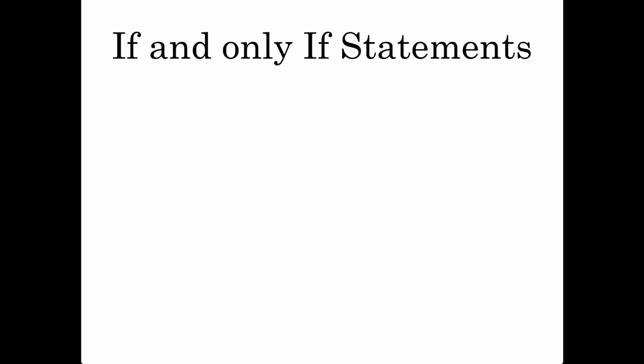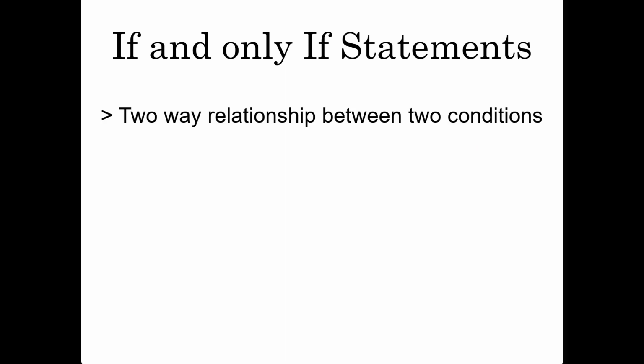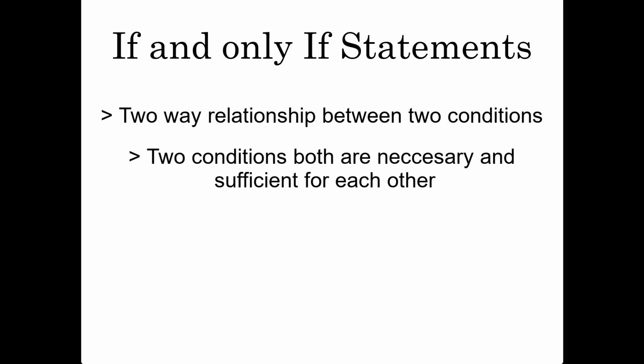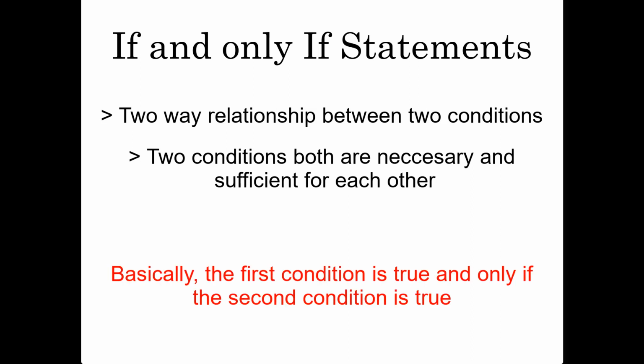If and only if statements. An if and only if statement establishes a two-way relationship between two conditions. It indicates that two conditions are both necessary and sufficient for each other. In other words, it states that the first condition is true if and only if the second condition is true. Example: an angle is a right angle if and only if it measures 90 degrees. In this example, the statement asserts that an angle is a right angle if it measures 90 degrees, and it measures 90 degrees only if it's a right angle. Both conditions are necessary and sufficient for each other.